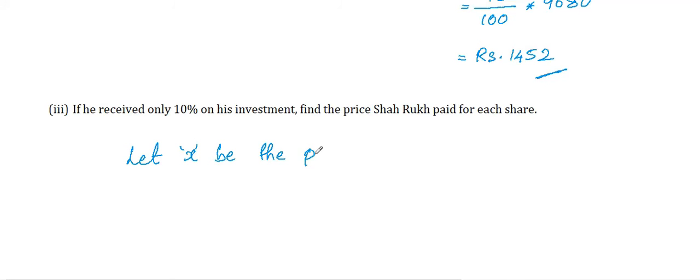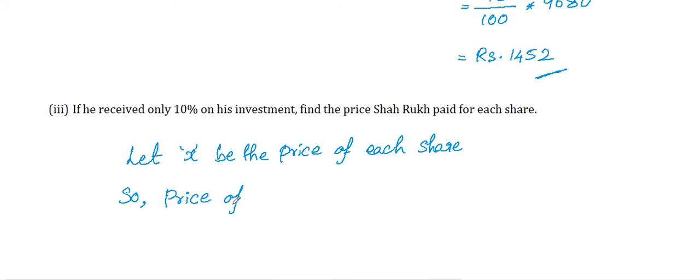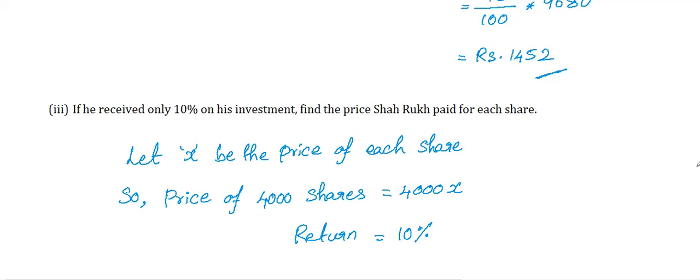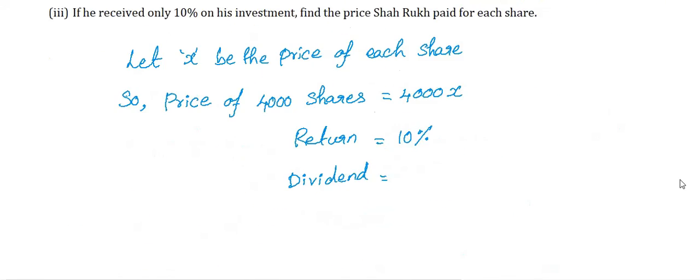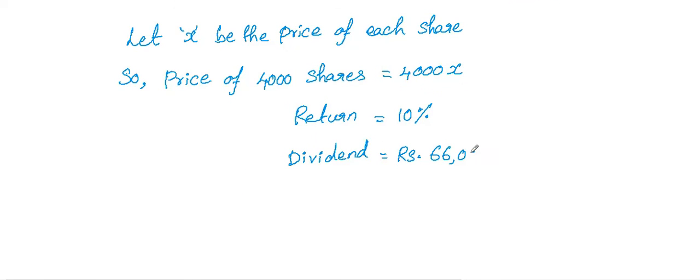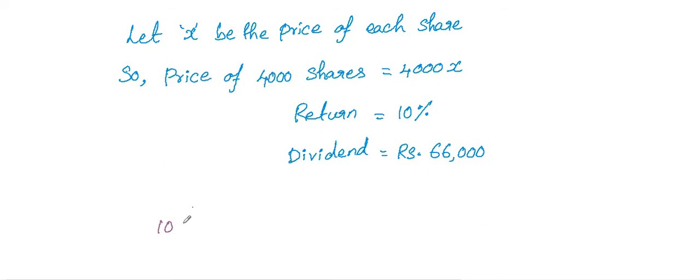Okay, now find the price he paid for each share if he received only 10% of investment. Let x be the price of each share. So if x is the price of each share, for 4,000 shares, the price will be 4,000 into x. Return is given, which is 10%. Dividend is given, which is 66,000 rupees. So we can write the expression as 10% of 4,000x equals rupees 66,000.